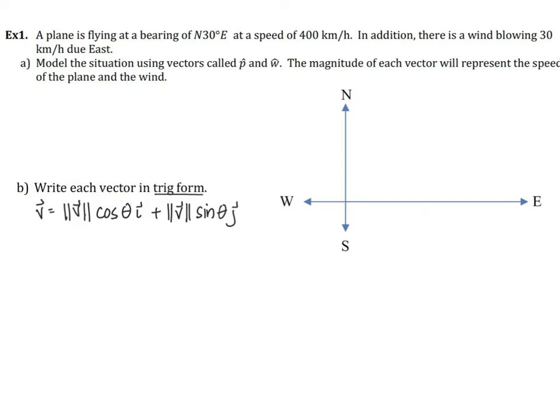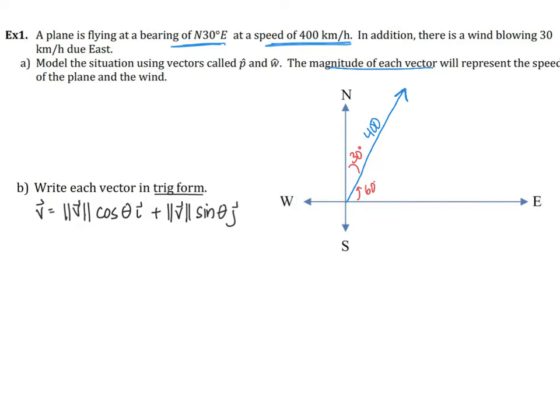So let's see what's going on here. We have a plane speed of 400 kilometers per hour, and it is flying north 30 degrees east. So you're thinking to yourself, okay, I'm going to go north, but then I'm going to go 30 degrees east of north. So really you should be drawing a vector out here somewhere where this angle right here is 30 degrees, which obviously means that this angle here is 60 degrees. So the length of this vector is the magnitude. The magnitude of each vector is the speed of whatever it is. So this is the speed of the plane, so that's going to be 400 kilometers per hour.